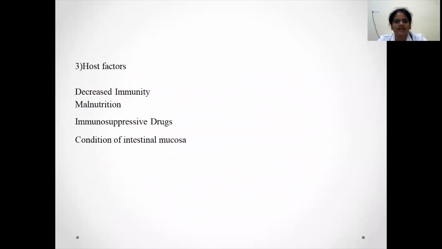And what are the host factors which will determine the pathogenesis? One is decreased immunity or malnutrition or use of immunosuppressive drugs and other associated intestinal conditions. These all will cause more disease, and these may be symptomatic patients.